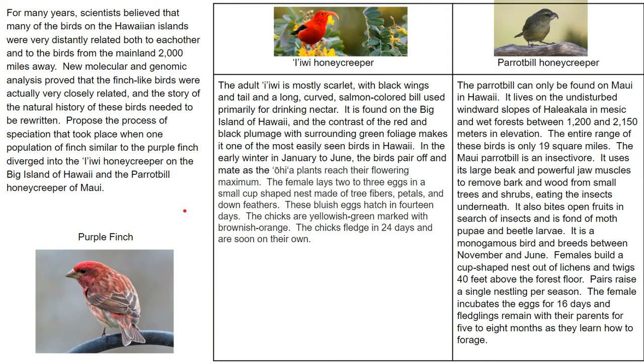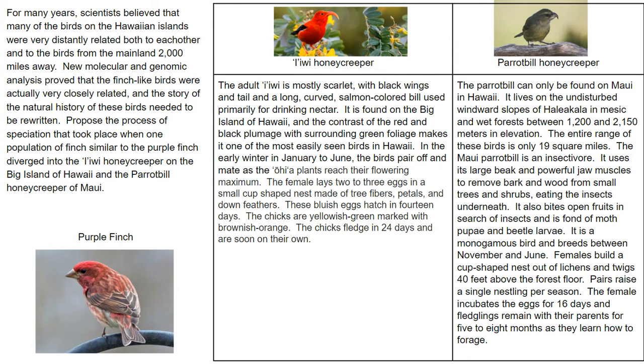For many years, scientists believed that many of the birds on the Hawaiian Islands were very distantly related to each other and to the birds of the mainland, 2,000 miles away. New molecular and genomic analysis proved that the finch-like birds were actually very closely related, and the story of the natural history of these birds needed to be rewritten. Proposed the process of speciation that took place when one population of finch, similar to the purple finch, diverged into the iwi honeycreeper on the Big Island of Hawaii and the parrot-bill honeycreeper of Maui.